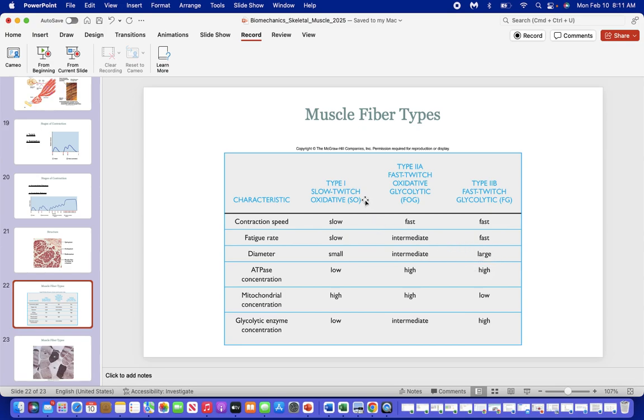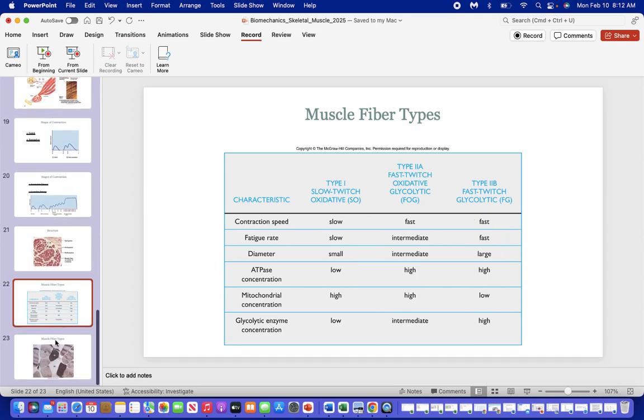So again, here's your slow twitch. Very slow contraction speed. It doesn't tire very easily, and it's a smaller diameter muscle. Type 2A has a very fast contraction speed. It does fatigue, not as fast as type 2B, but faster than type 1, and has a moderate size diameter. And then your 2B has a very fast contraction speed, very fast fatigue rate, and a very large diameter.